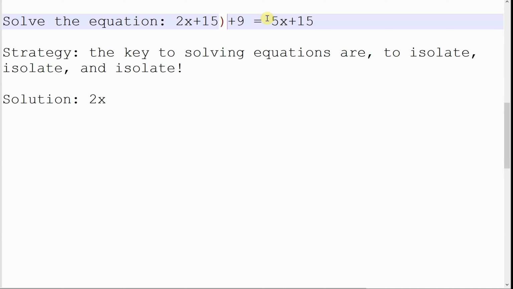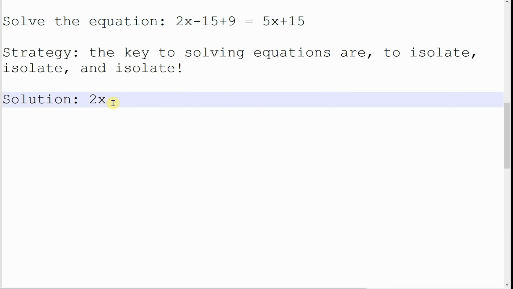And we hope that helped you. And so we got this 2x, negative 15 plus 9, plus negative 15 plus 9. That'll give us plus negative 6, and that can be simplified as minus 6 is equal to 5x plus 15.